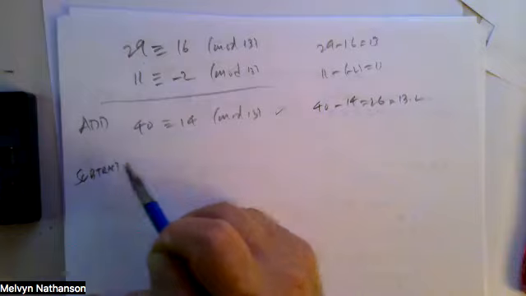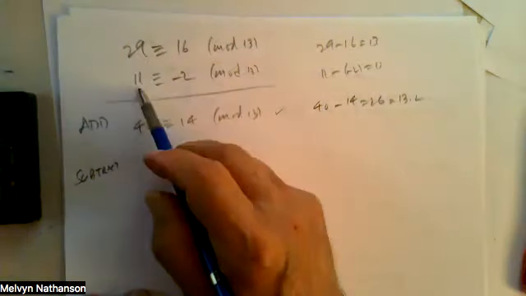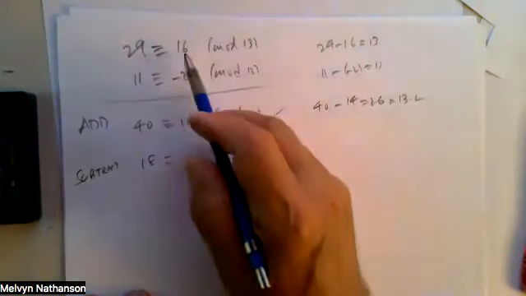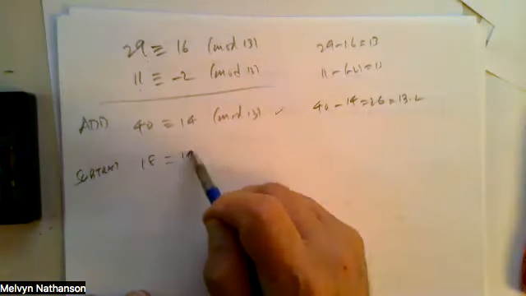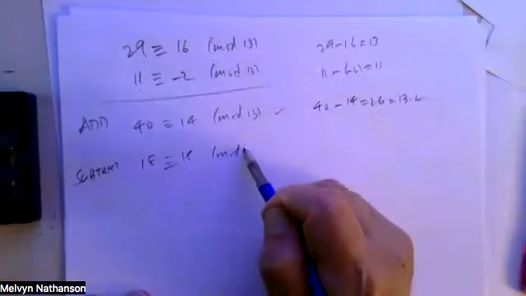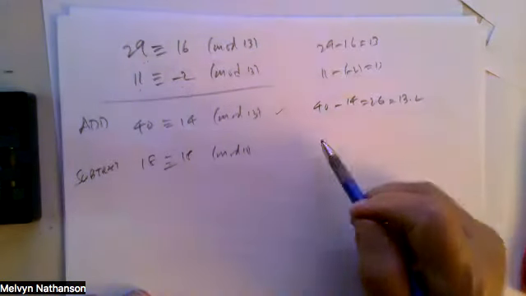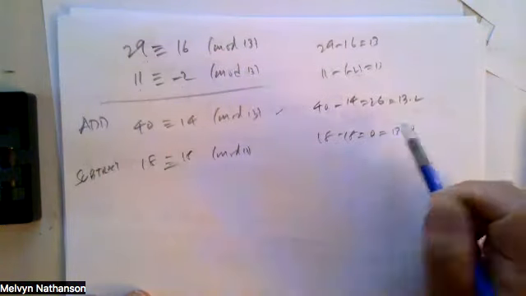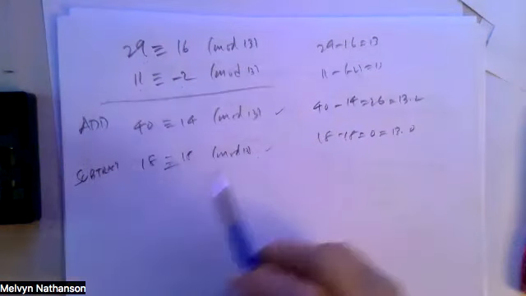Suppose I subtract the congruences. 29 minus 11 is 18. 16 minus minus 2 is 18. And 18 is congruent to 18. 18 minus 18 is 0, which is 13 times 0. So I can subtract.